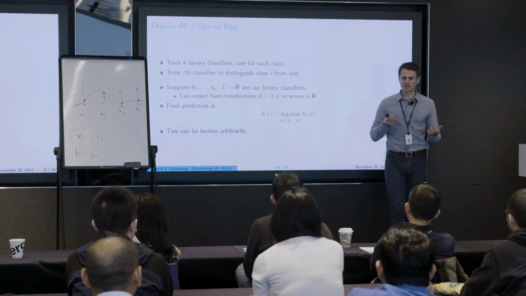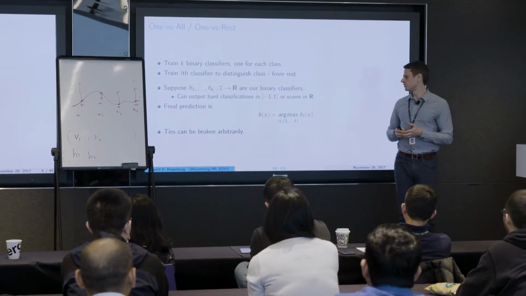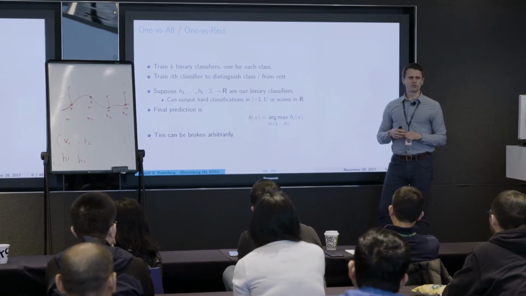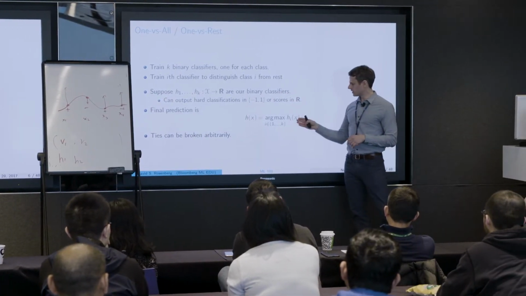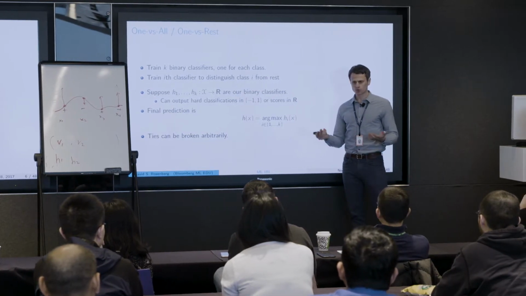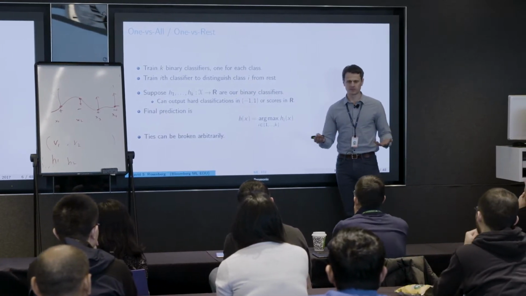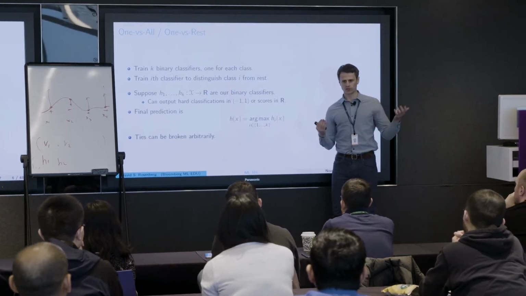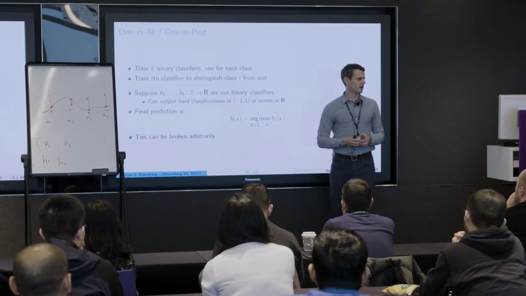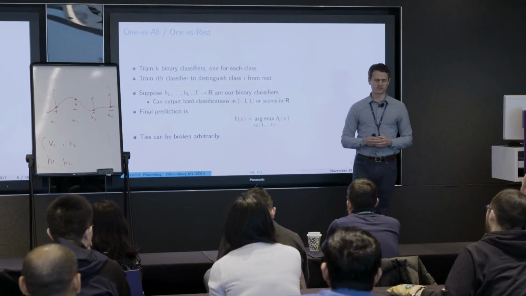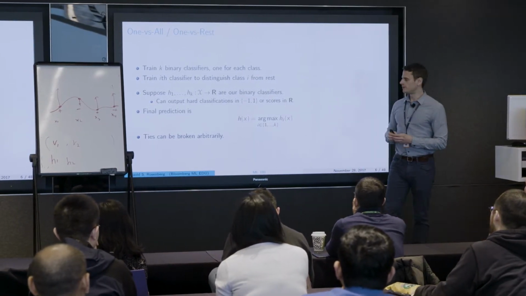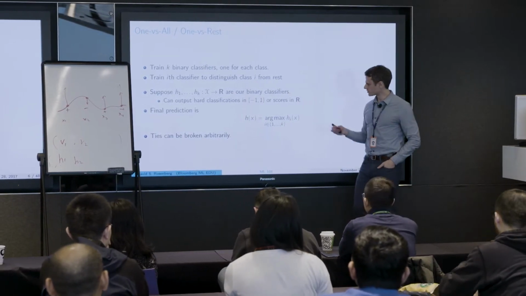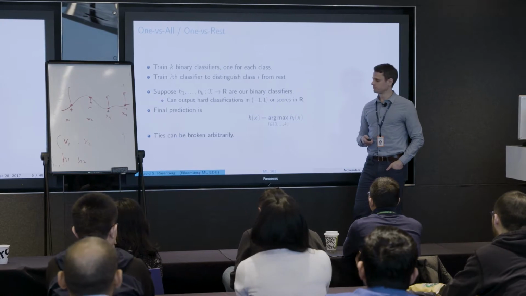But some of these hi's might get it wrong, and so you might have multiple positives and then a bunch of negatives. So what people generally do is use the fact that hi is a score, maybe representing the confidence in the classification, and you choose the class that has the largest score. If you're using hard classifiers, plus or minus 1, you choose randomly among the positive ones. So the scores are more common.